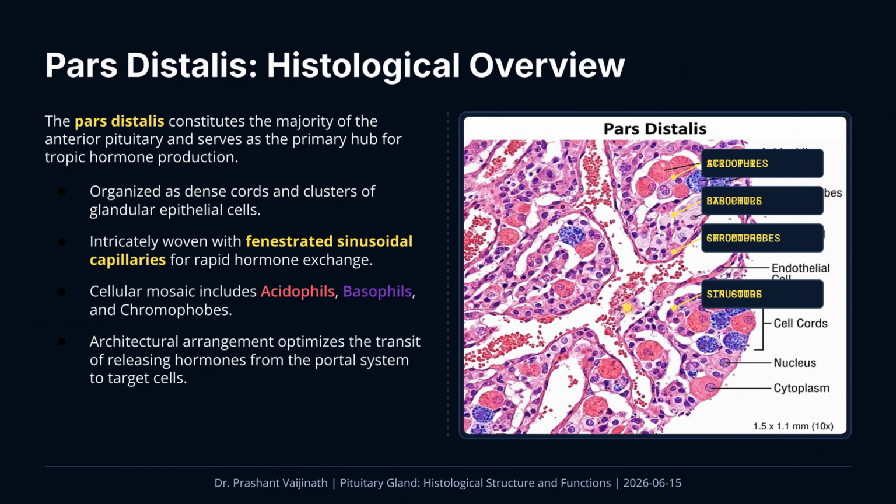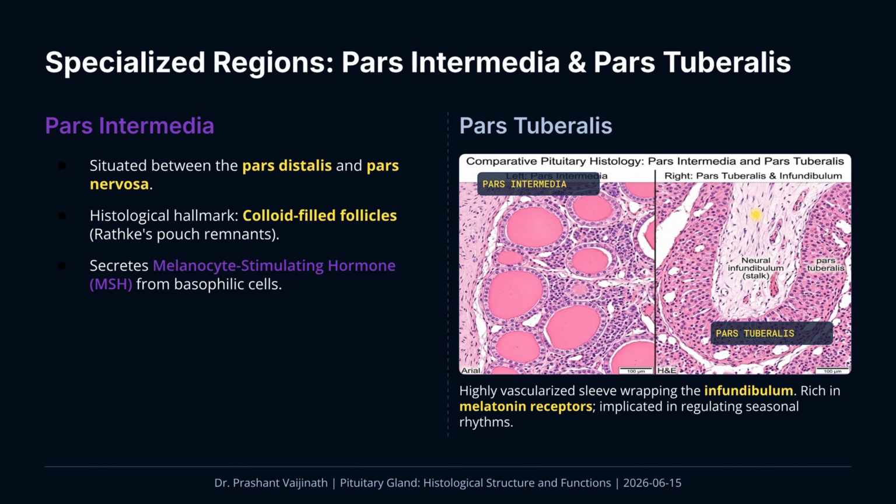The pars distalis is the main area for tropic hormone production, organized in cords of acidophils, basophils, and chromophobes. It is highly vascularized by fenestrated sinusoidal capillaries, optimizing hormone exchange. The pars intermedia contains colloid-filled follicles and secretes melanocyte-stimulating hormone. The pars tuberalis is a vascular sleeve rich in melatonin receptors, potentially regulating seasonal rhythms.